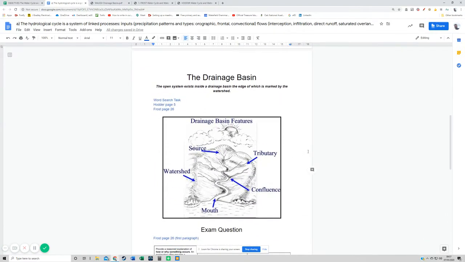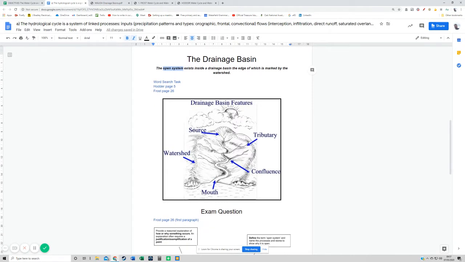Right, first bit then, the drainage basin. Like we keep emphasizing, it's an open system. And in the open system, the inputs, processes, and outputs exist inside the drainage basin, sometimes called the catchment. So we have, around the drainage basin, a watershed. And that's this dotted line all the way around here.